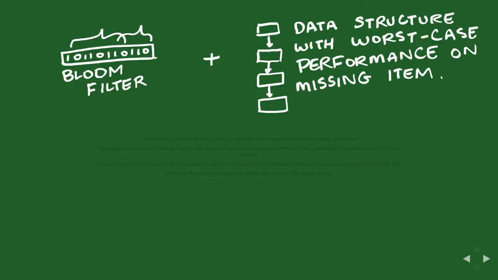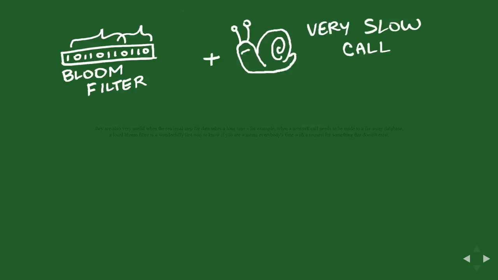The Bloom filter can check before you hit the data structure if there's any data in the data structure for you to look at. Bloom filters are also very useful when the retrieval step for data takes a long time. For example, when a network call needs to be made to a faraway database, a local Bloom filter is a wonderfully fast way to know if you are wasting everybody's time with a request for something that just doesn't exist.